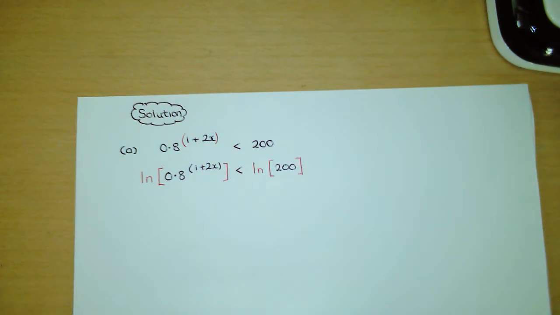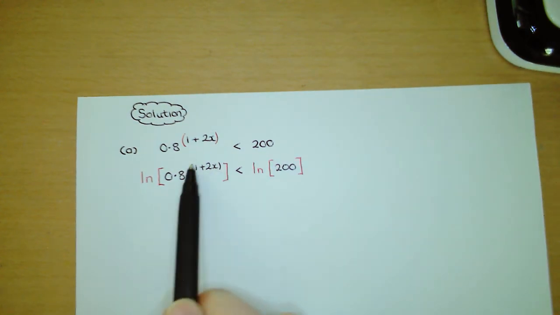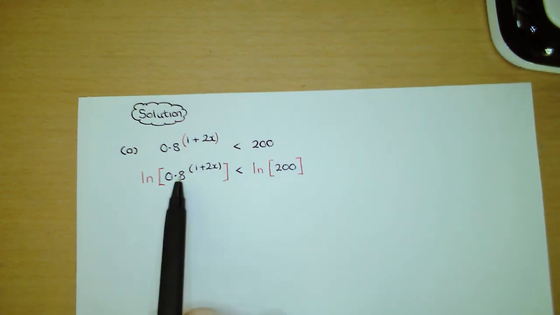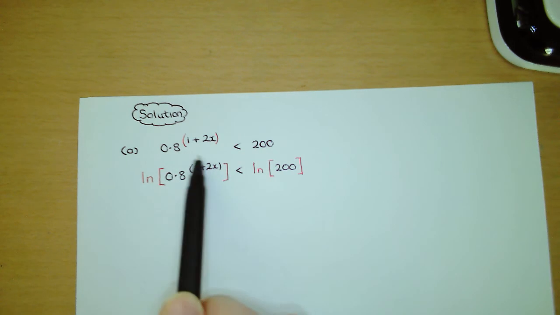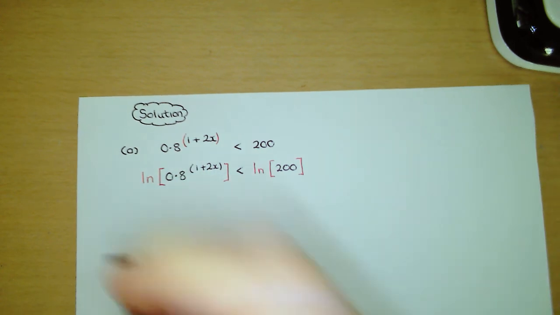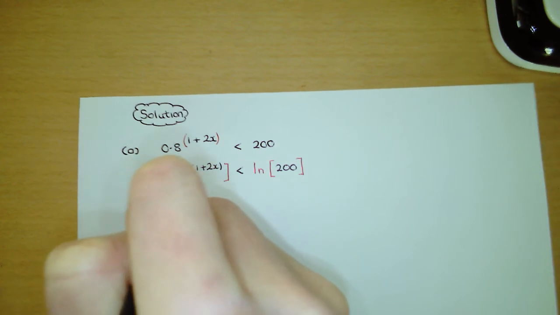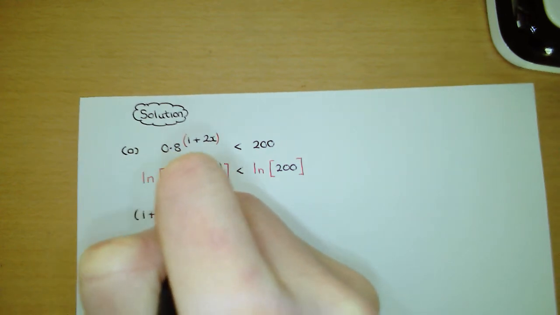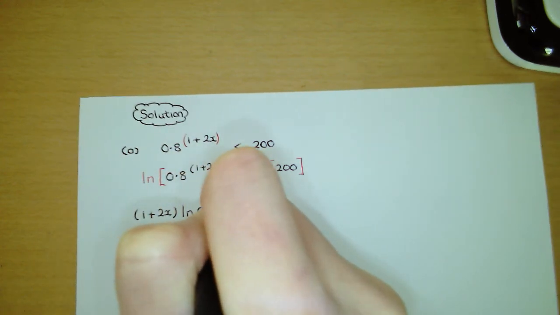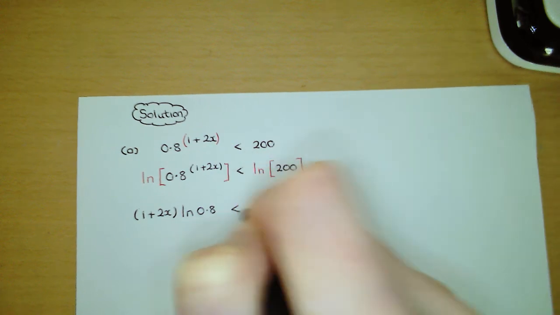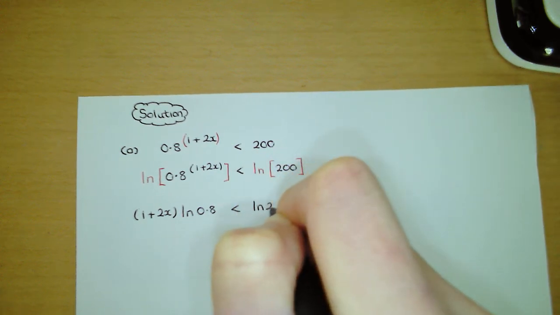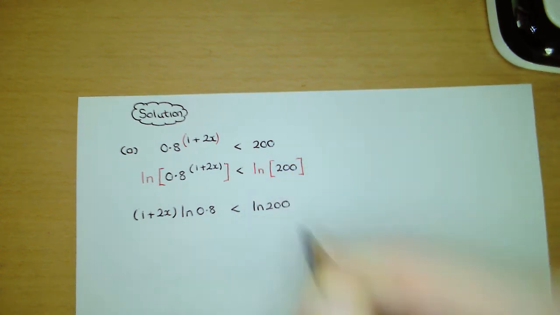Okay, next plan is we're going to make the power of the number that comes immediately after the log, we're going to make that the coefficient of the log.